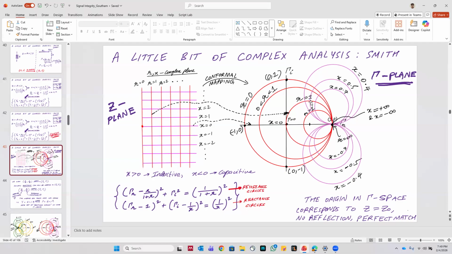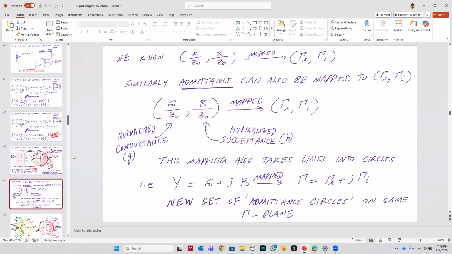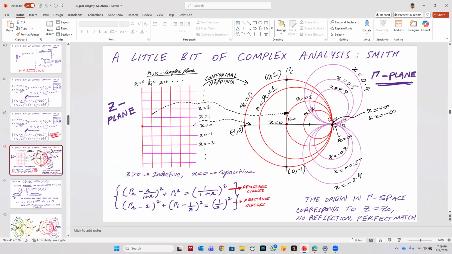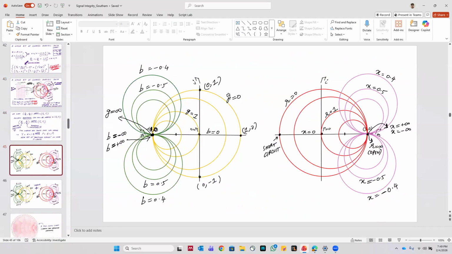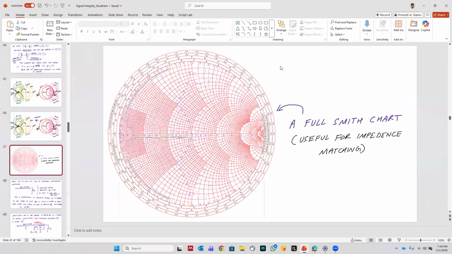And the reason why this is bilinear is because if you notice, these angles are 90 degrees, but these angles are also 90 degrees. So if I look at the angle between this circle cut here and this circle cut here, it's also 90 degrees. Okay, that's why it's bilinear. Similarly, this is for impedance. You can similarly do something for admittance and you get its own set of circles. And then you can superimpose both, and that's essentially what the Smith chart is.